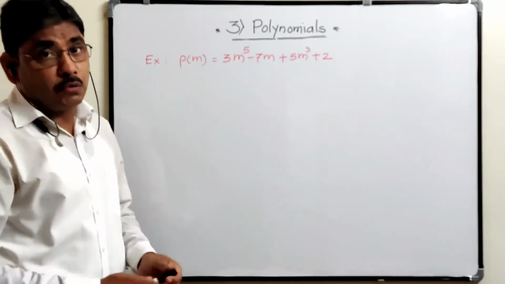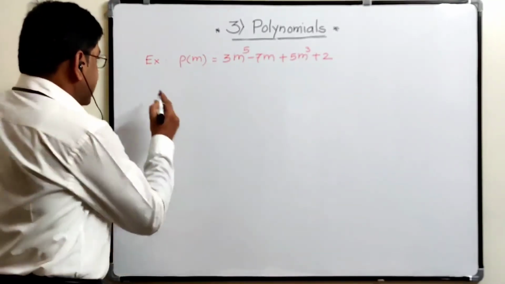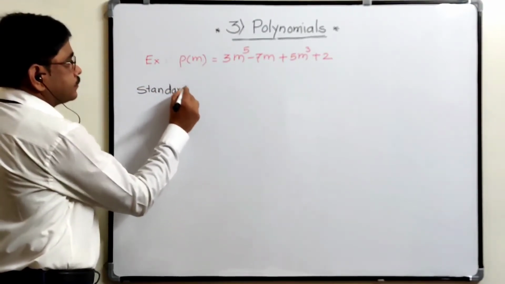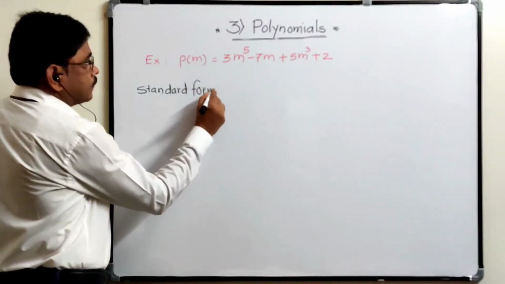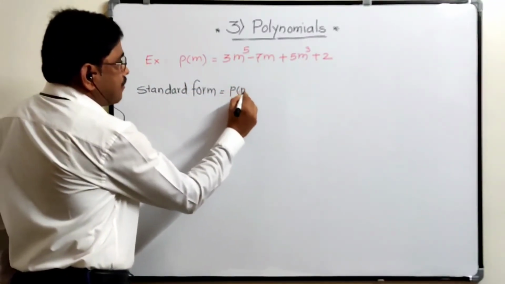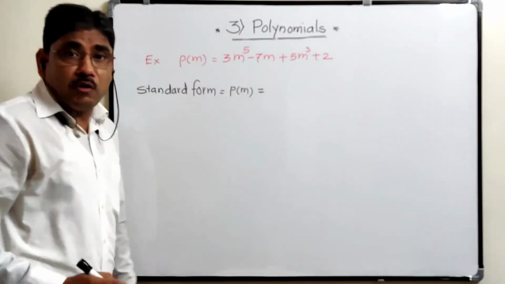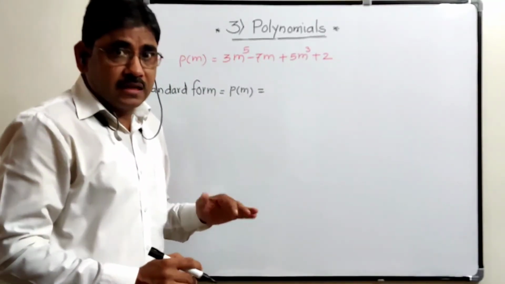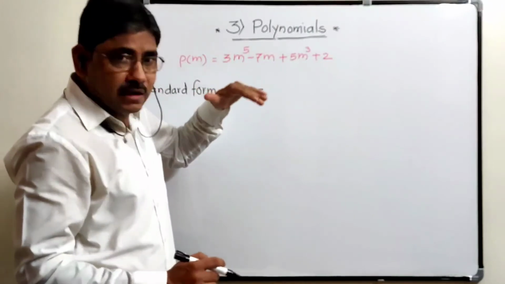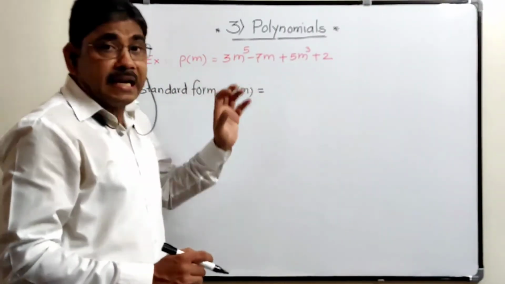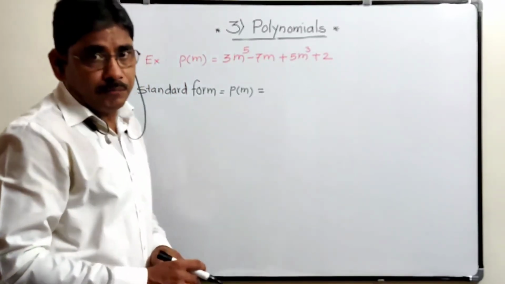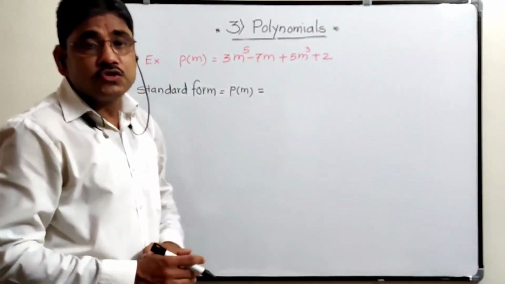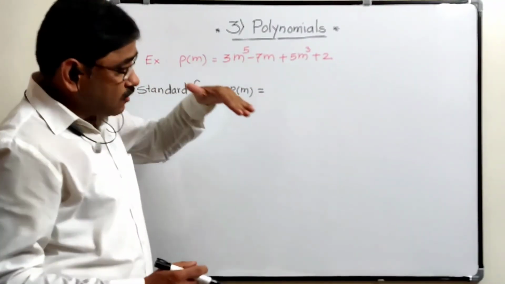So let us see carefully how to write. So first one is standard form. Standard form means Pm is equal to, write this polynomial in the descending order. Descending, that is, the biggest first, then less. So descending order of the powers of variable. These numbers on top: here 5, here 1, here 3, here 0. So write this polynomial using the descending order.